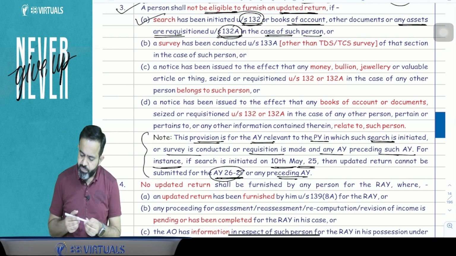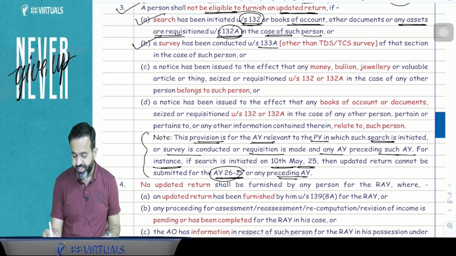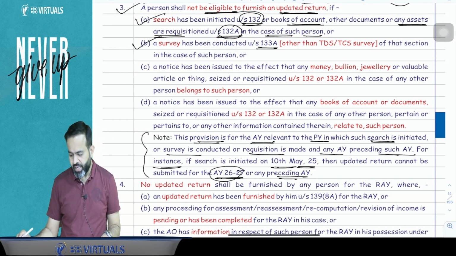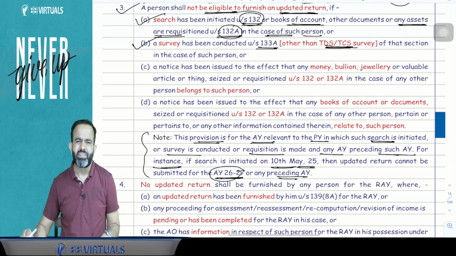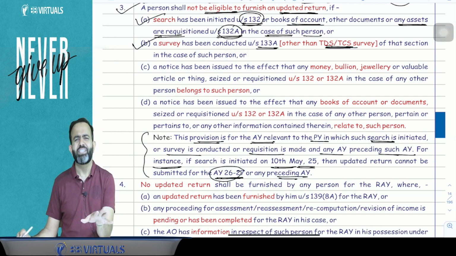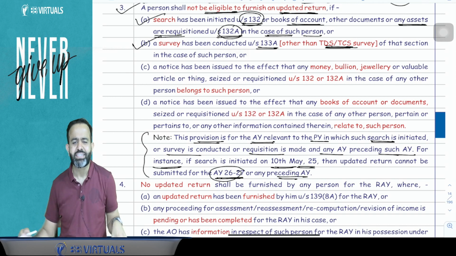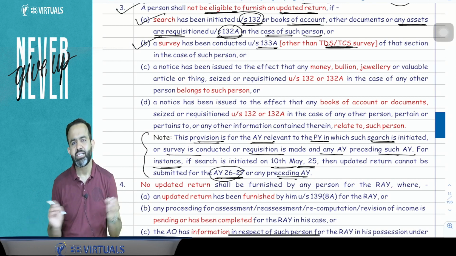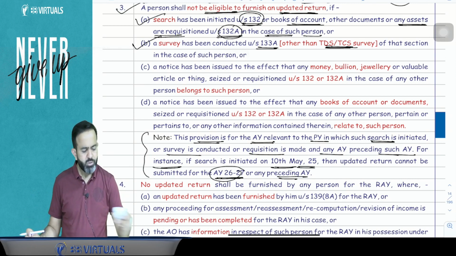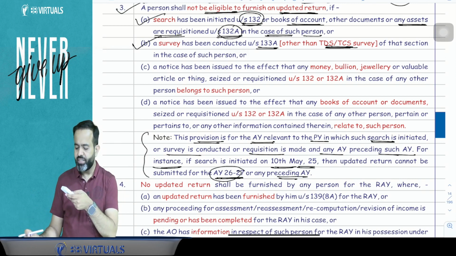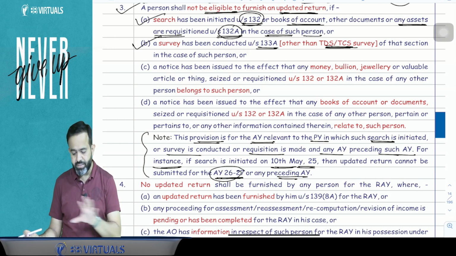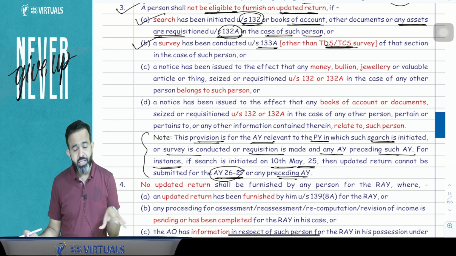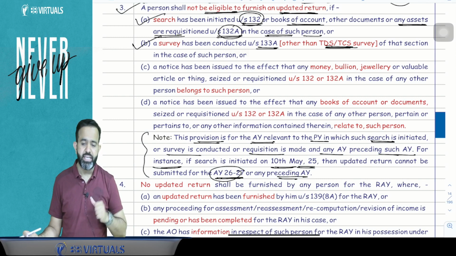Now, the second part: a survey has been conducted under section 133A. If a survey is conducted, but other than a TDS TCS survey. The TDS TCS survey is a very small survey. In yesterday's lecture, we discussed that they will just visit your office and ask about the TDS TCS compliance. That is called a TDS TCS survey, a very limited survey. So in case of a TDS TCS survey, you may file the updated return, but in case of a normal survey, you cannot file any updated return.